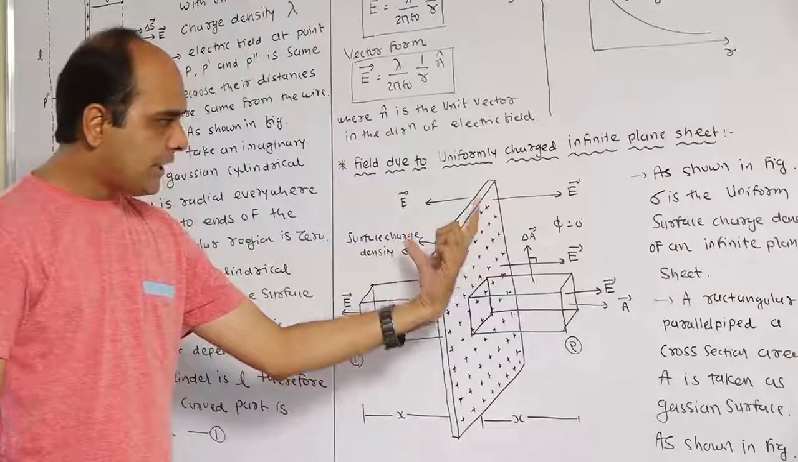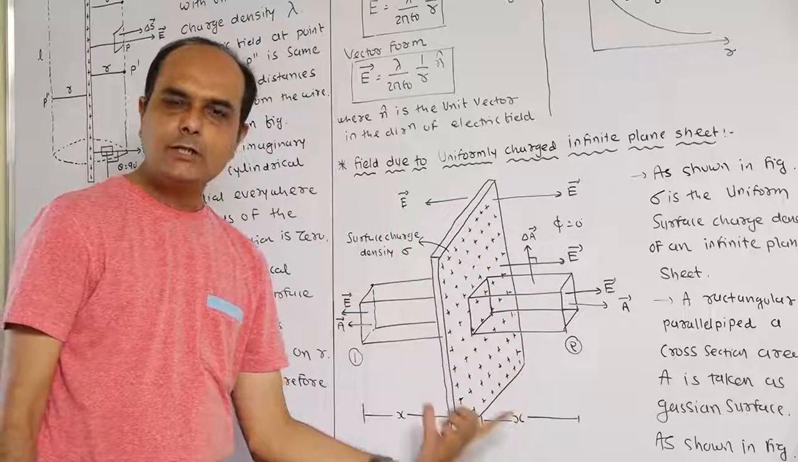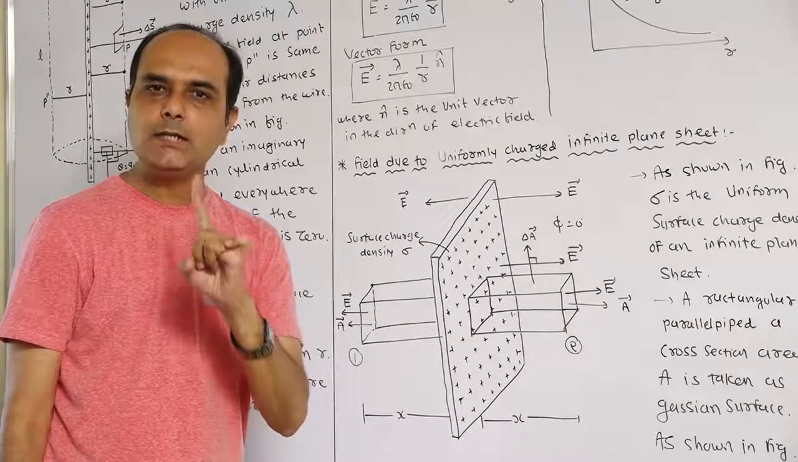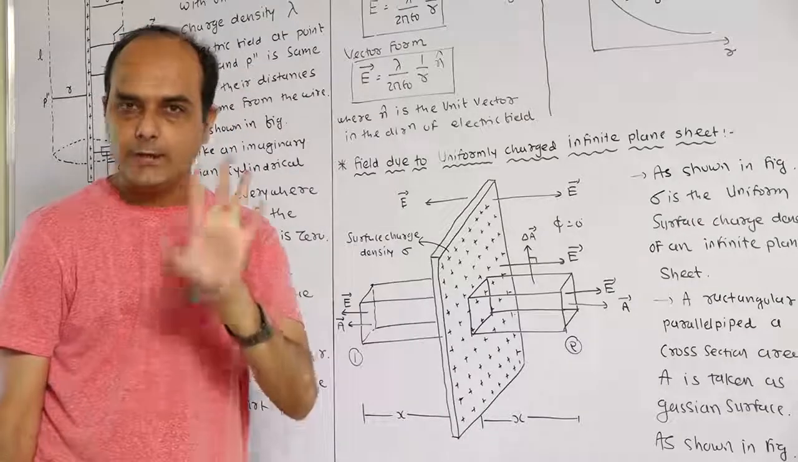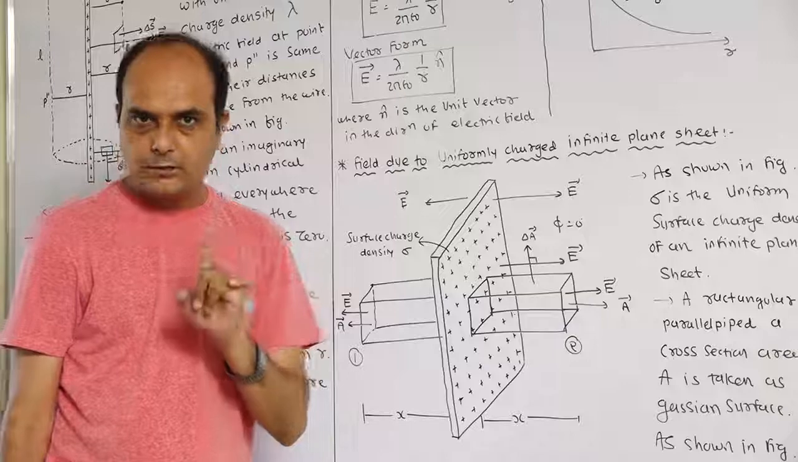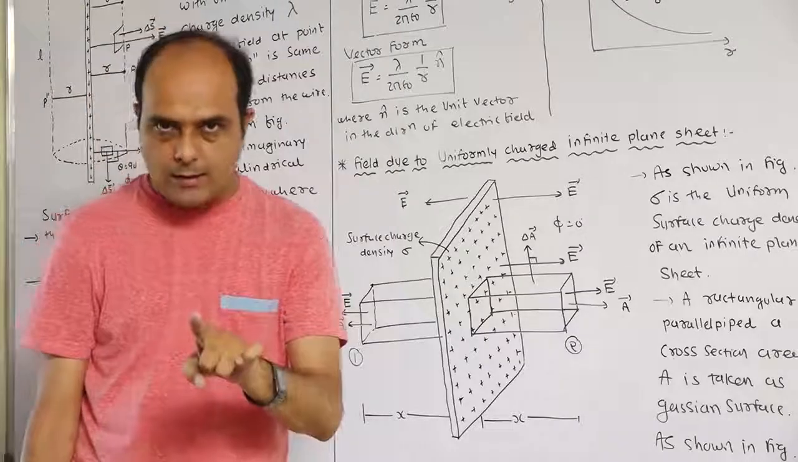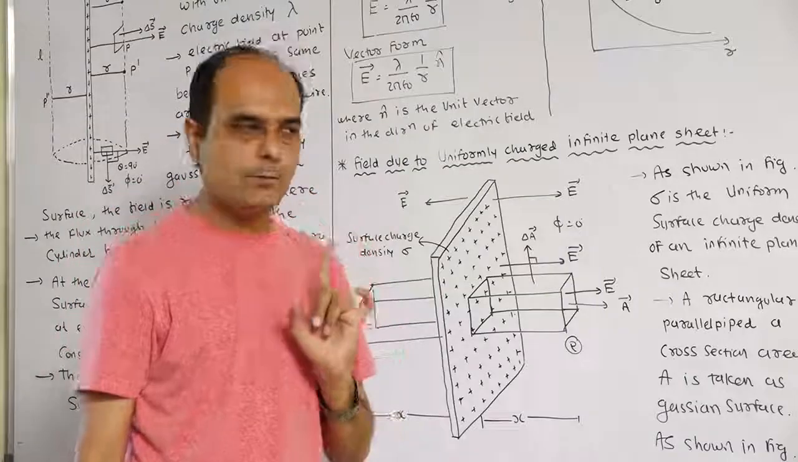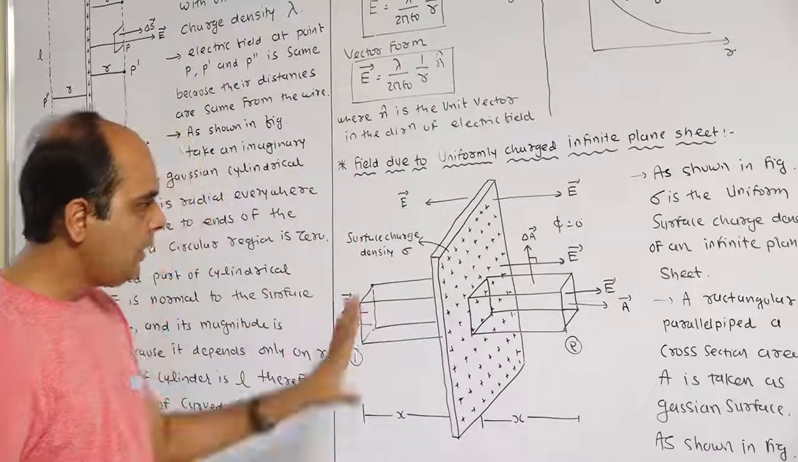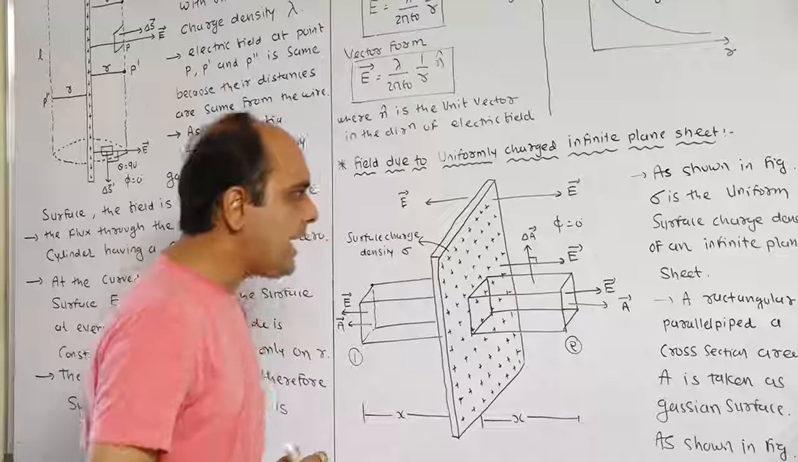Right now, this is our charge plane sheet, in which the surface charge density is sigma. Charges are uniformly distributed. Well, student, observe this diagram.